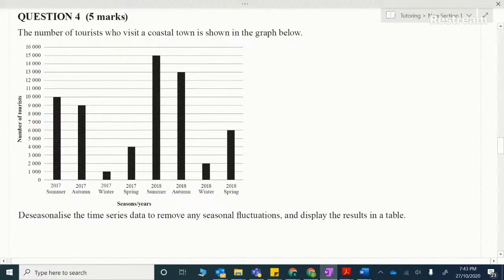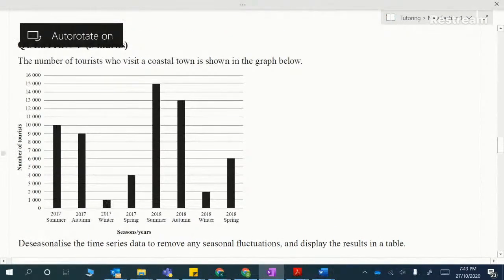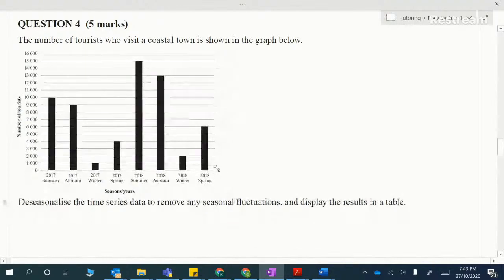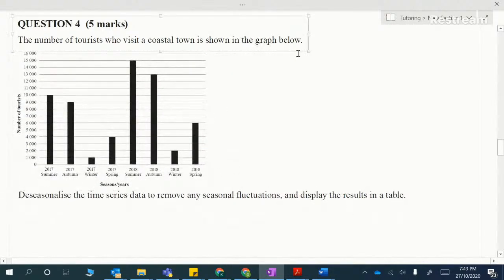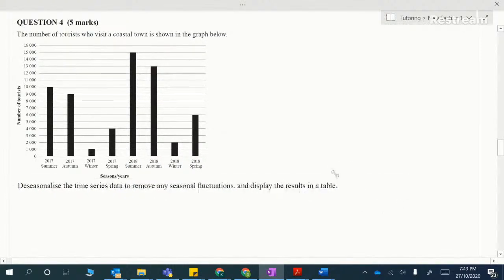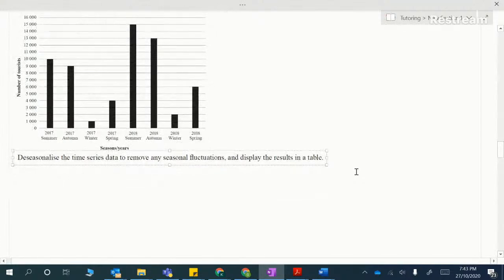And it gives you some data in a graph, not a table, which is unusual. Usually they do give it to you in a table, and now it's in a graph. So the first step you have to do is translate this data from a graph into a table. Okay, so that's what I'm going to do. I'm just going to make this quite small so I can fit my table on here. Hopefully you can all still see. And if not, hopefully you all have your mocks with you so you can look at the actual question.